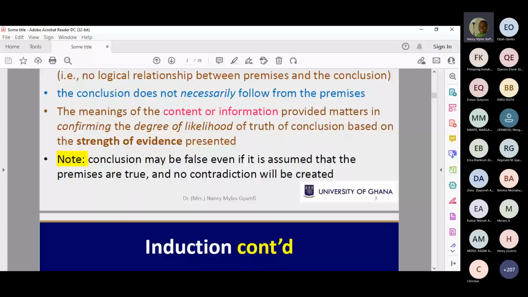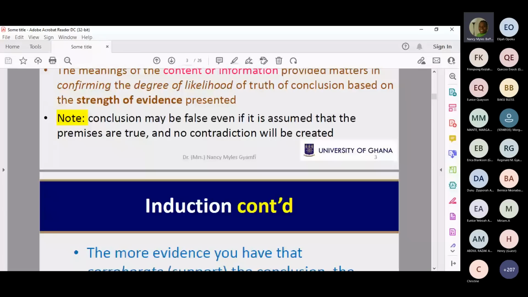Just like we saw with deduction, if all the premises are true, in addition to already being valid, then we say it is what? A sound argument. When we did deduction. In induction, what you would have called sound for deduction, you would call cogent for induction. Let me just put it there.